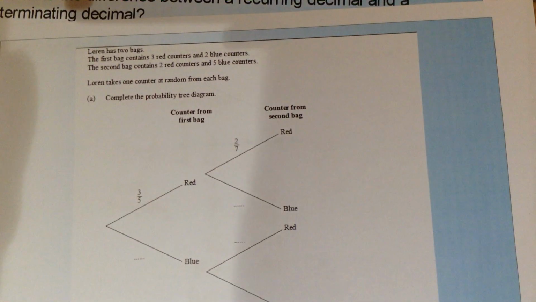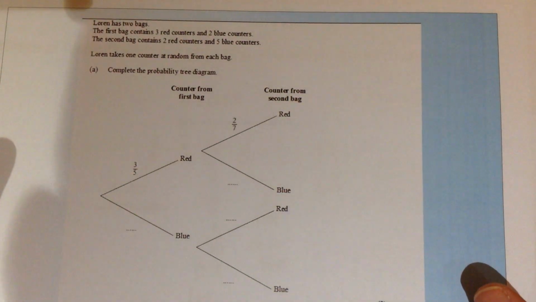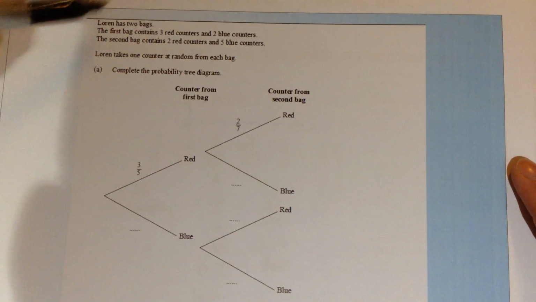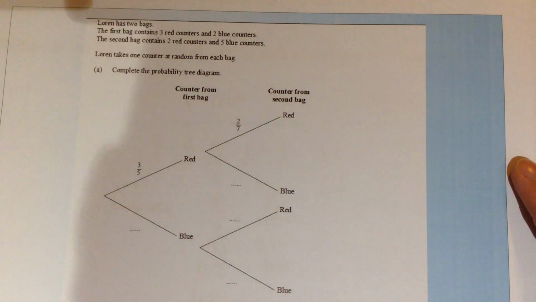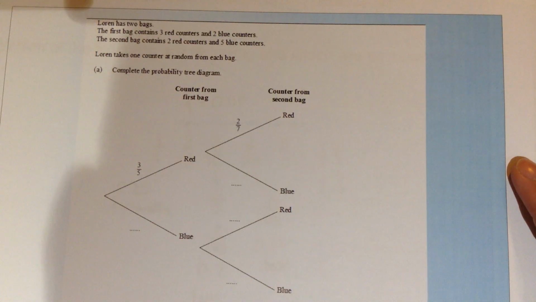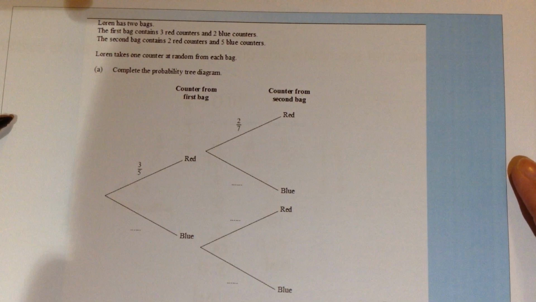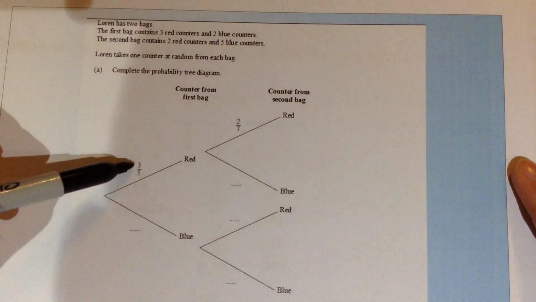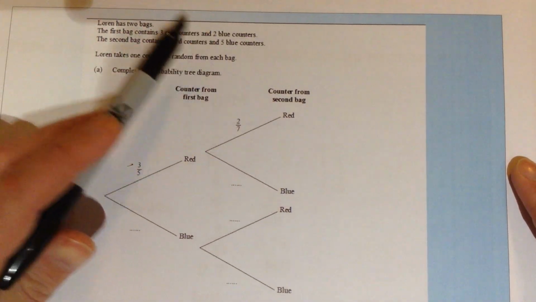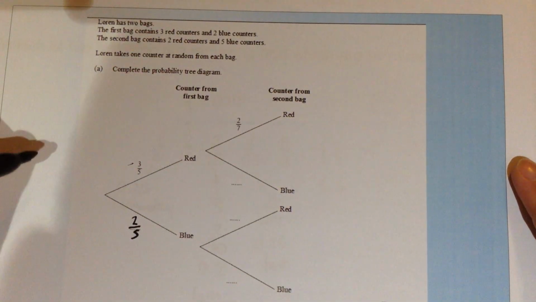The next topic we've got, we are looking at tree diagrams, and more importantly, probability for tree diagrams. So it says we've got a bag containing counters, 3 red, 2 blue, and then a second bag with 2 red and 5 blue, and it wants us to fill out this probability tree diagram. So for the first pick, 3 out of 5 are red, because 3 red out of 5 altogether, so 2/5 will be probability for blue.